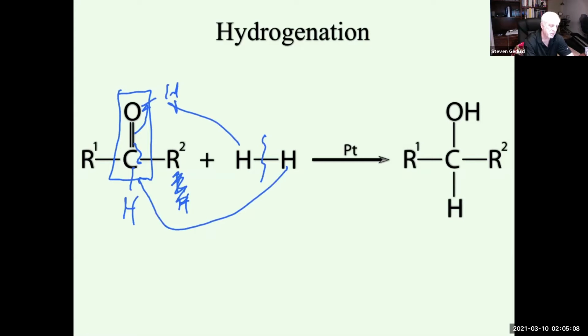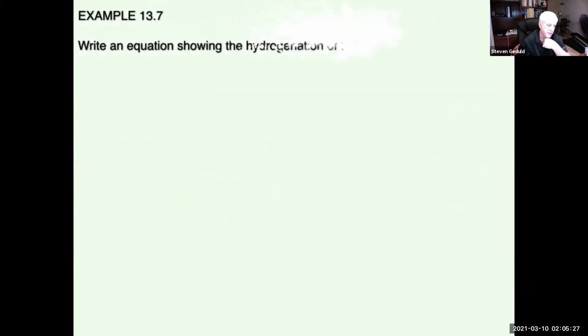So a ketone with hydrogenation always produces a secondary alcohol. An aldehyde would produce a primary alcohol. A ketone would produce a secondary alcohol. Right? And that's what we got over here. Okay, so write an equation.